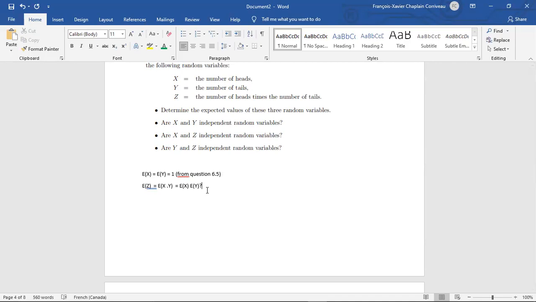Maybe I could write this. But this depends, or this relies on showing that X and Y are independent, which we haven't done. So I cannot use this. Maybe it is true. I don't think in this case they are.